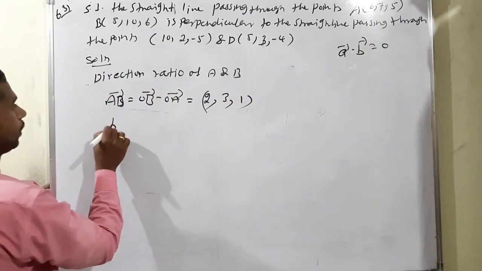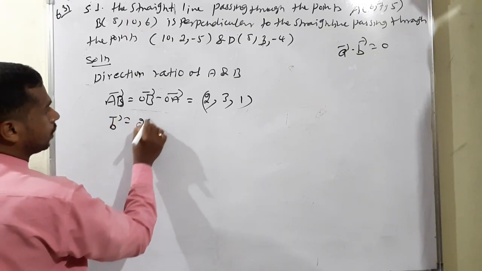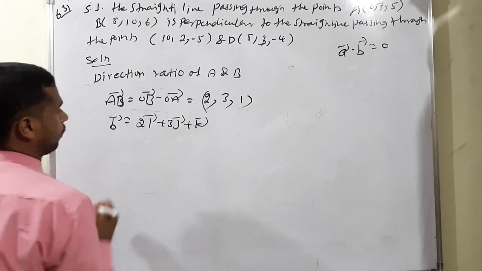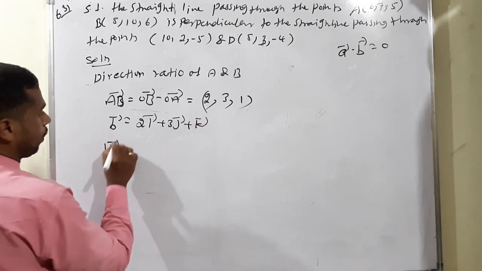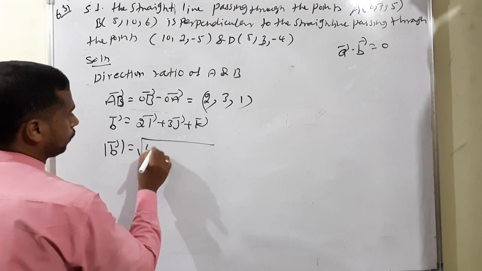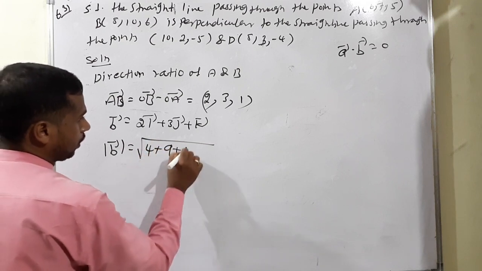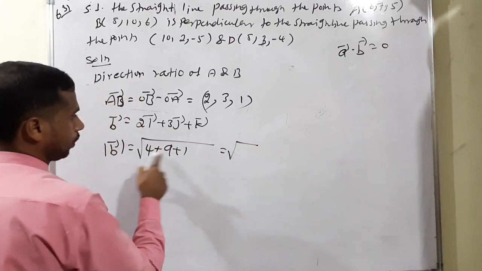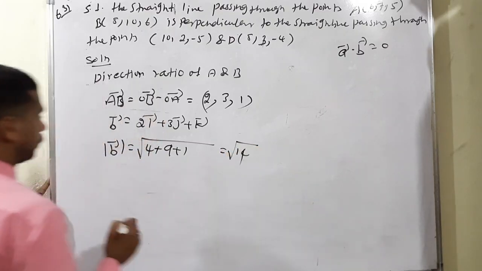This is called definitely B vector. B vector is equal to 2i vector plus 3j vector plus k vector. Then the modulus of B vector means square root of 2 square 4, 3 square means 9, 1 square means 1. So 9 plus 4 is equal to 13, 13 plus 1 is equal to 14.